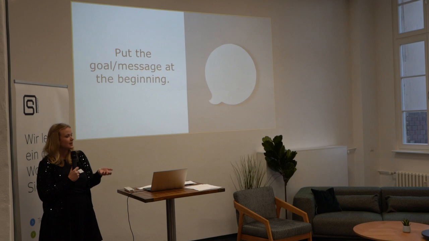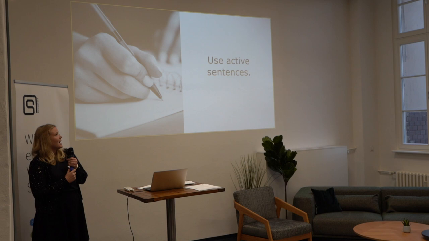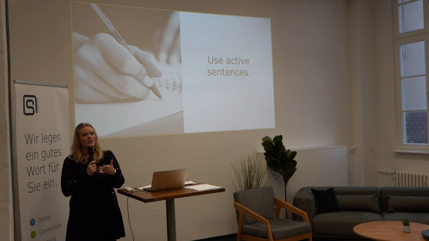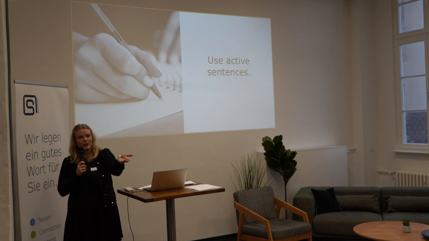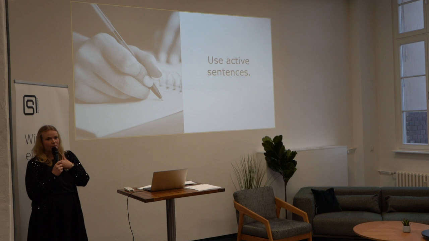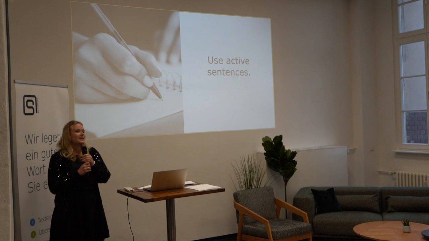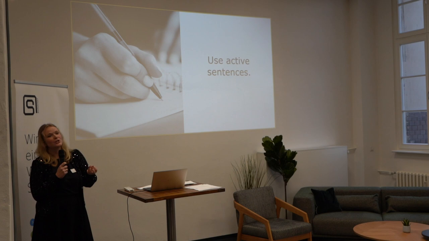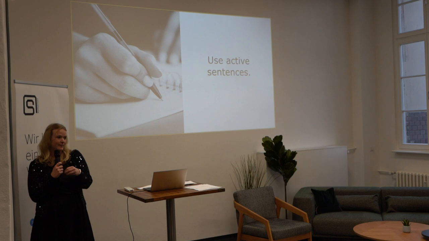And the last rule, use active sentences. Why? Because passive sentences are much harder to understand for readers with a level B1. For example, if I say to you, you are loved, you're happy, but you don't know if I love you, if he loves you, if she loves you, you don't know. So it's always better to say I love you or she loves you, because then everybody knows who's doing what. I know it's an abstract example, but it's just to give you an idea why it's always good to use active language, because then people know who is doing what, yeah?